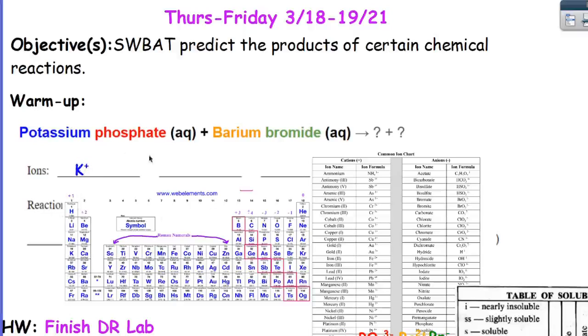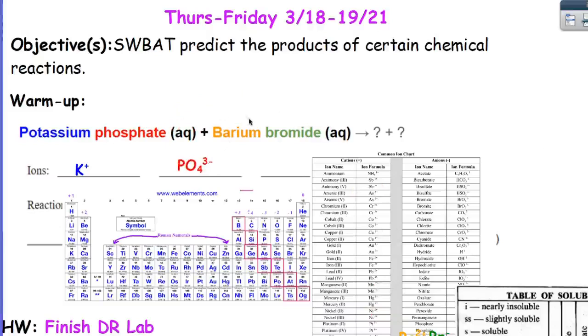Next, I need to find phosphate. Now look, it ends with an ATE. Anything that ends with ATE or ITE is after the periodic table on our common ion chart. And a neat little trick, it's on the right side of my formula, so it's on the right side of the chart. So if I look down here, I will eventually find it. Phosphate is PO4 with a -3 charge.